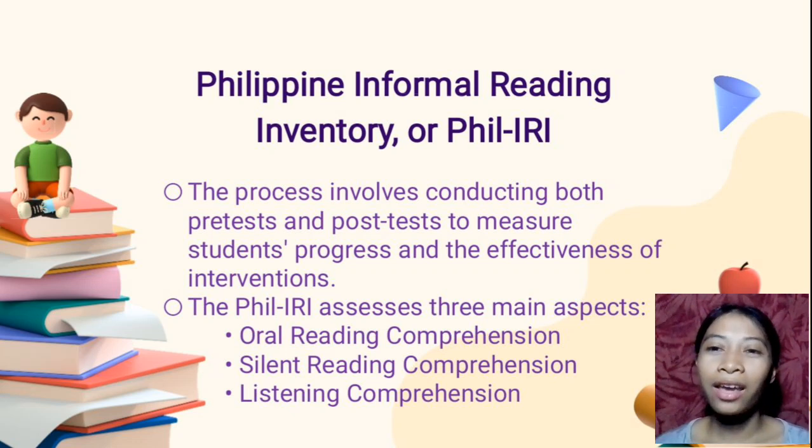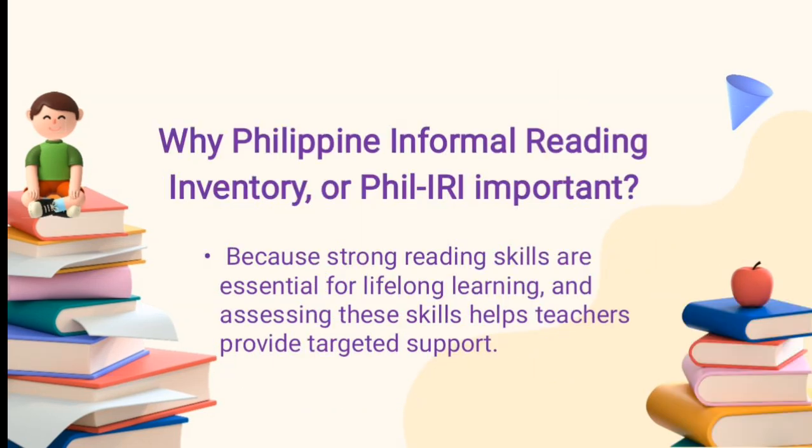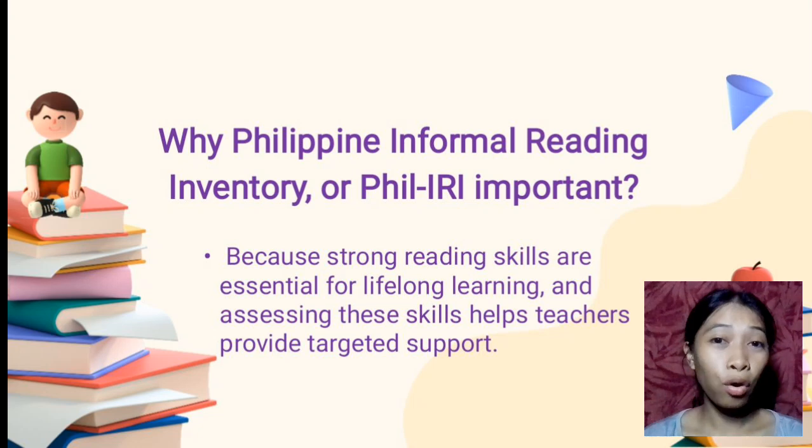The PhilIRI assesses three main aspects: oral reading comprehension, silent reading comprehension, and listening comprehension. Why is this important? Because strong reading skills are essential for lifelong learning, and assessing these skills helps teachers provide targeted support.